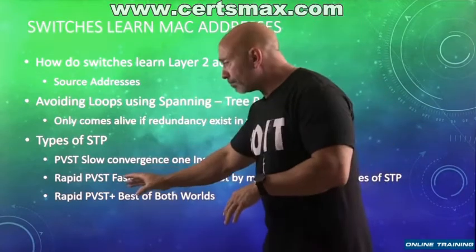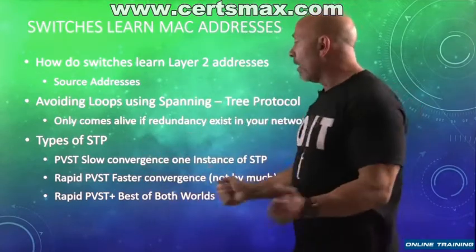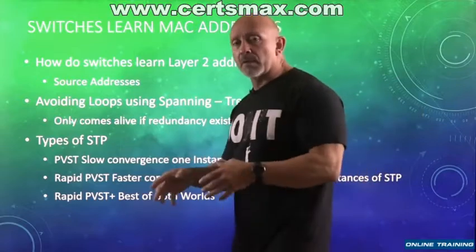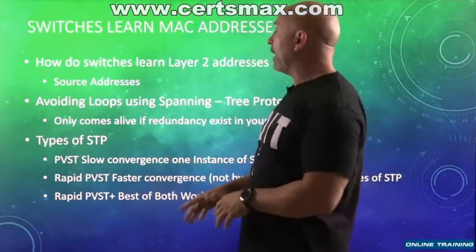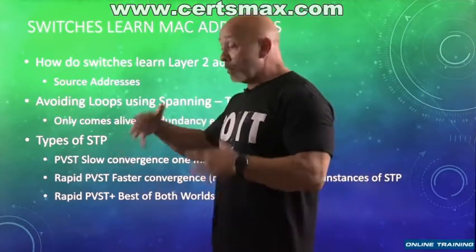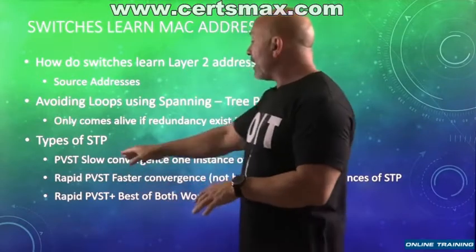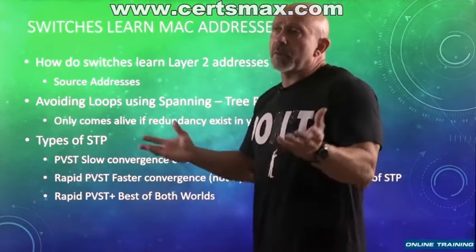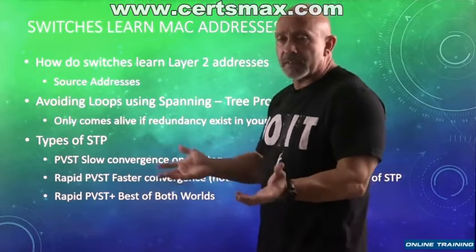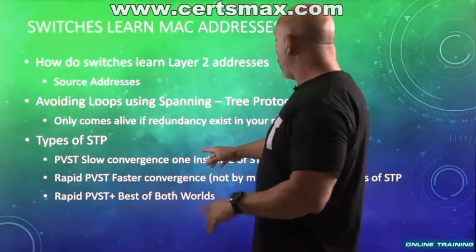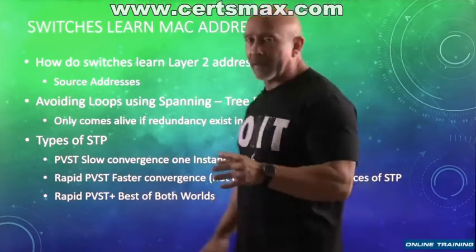Now, spanning tree, there's different versions of it. All right, you have the plain Jane, which is the old standard, and your Packet Tracer actually runs PVST. PVST still has slow convergence, and we consider slow 30 to 60 seconds. All right, and it only has one instance of spanning tree.